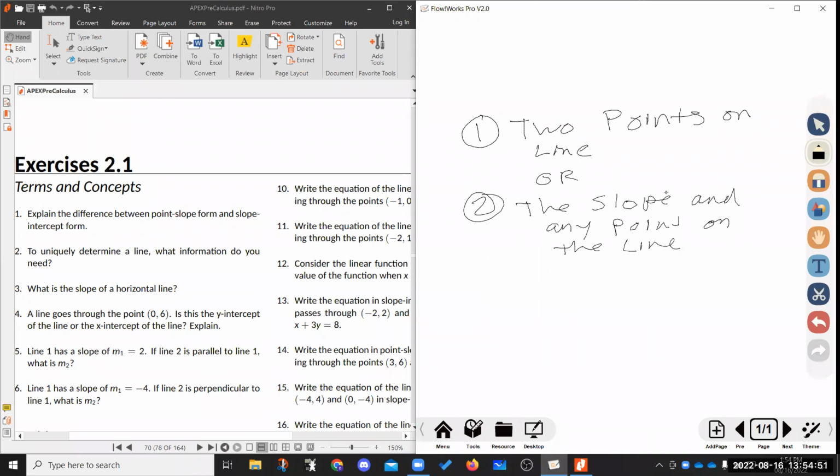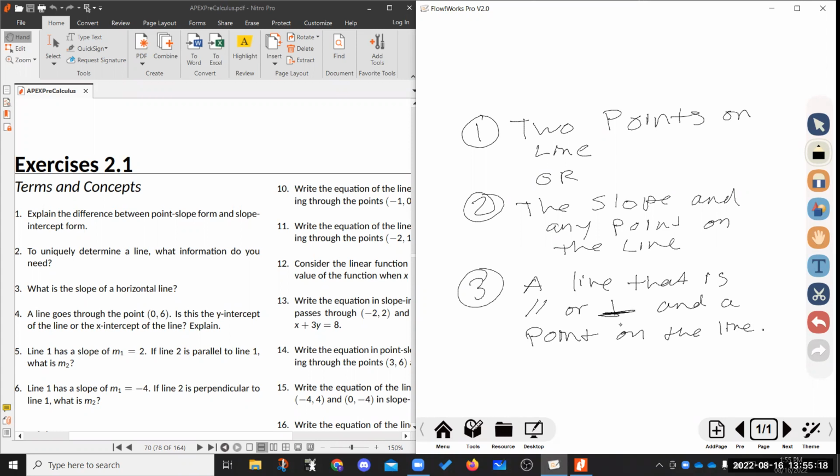We may also be able to get the slope by a line that is parallel or perpendicular to the line we're trying to find, and a point on the line. If we're talking about perpendicular lines, we're probably going to talk about the point at which they're perpendicular to each other, where they cross each other. That's usually the point that's given, but it doesn't have to be that point. It can be any point.